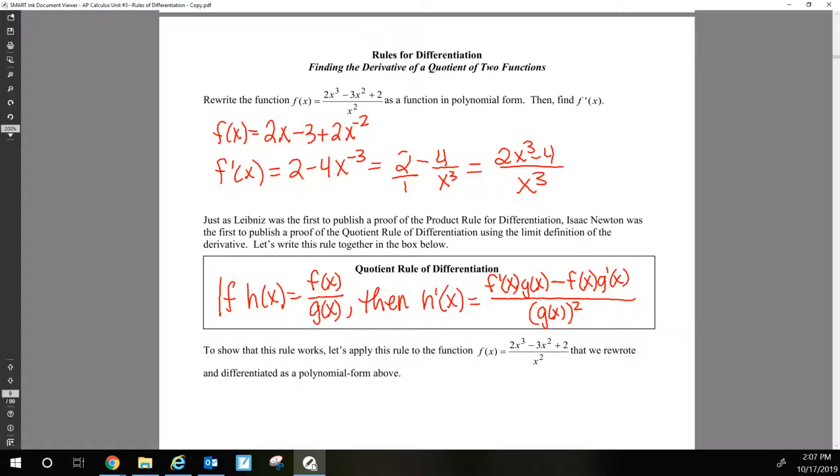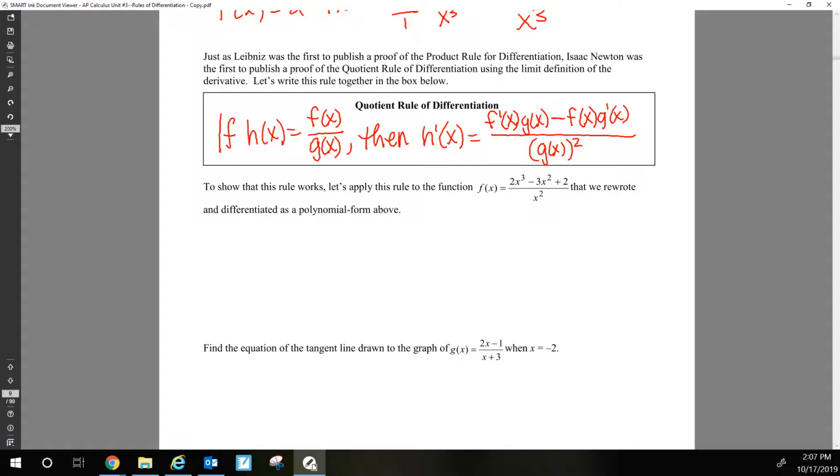All right, so we're going to use the quotient rule on this same f of x that we had up here in our warm-up. I'm going to show that the quotient rule works. So for this one, let's call this h of x instead of f of x. This is my f of x function. This is my g of x function. F is on top, g is on bottom.